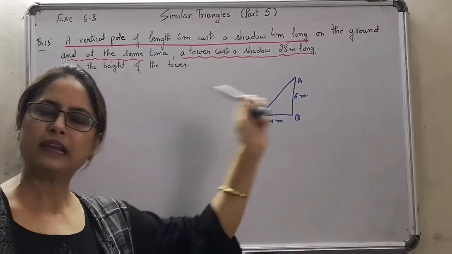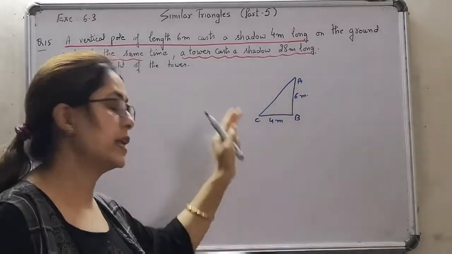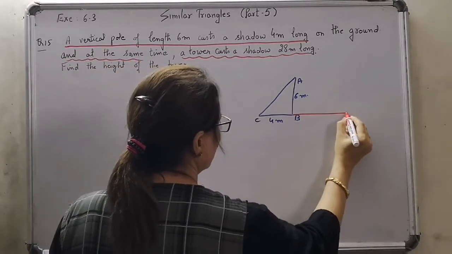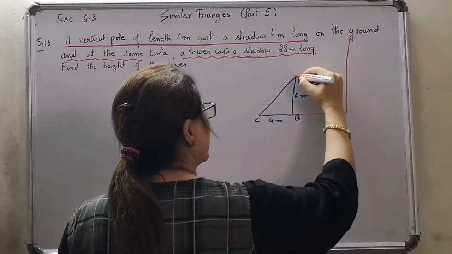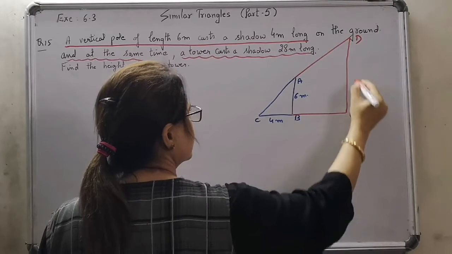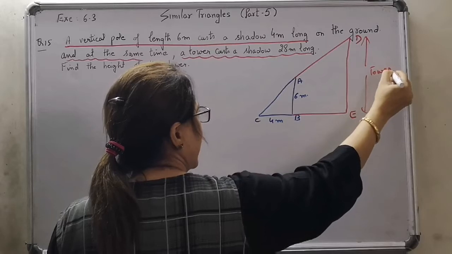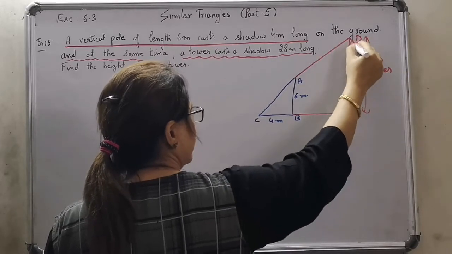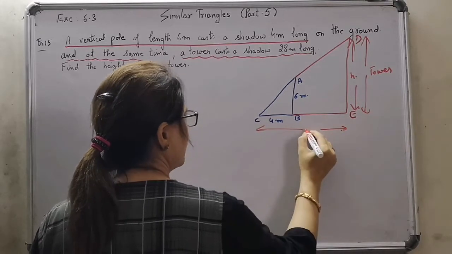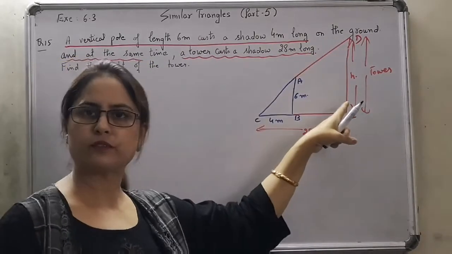We can represent these two things with two separate right triangles. We can also do it on the same triangle and in the same figure as well. If we want to do it on the same figure, we can move it this way, and this DE can represent the tower now. Let its height be h, which we are asked to find out. At that time, this tower is casting a shadow of 28 meters, and we are asked to find out the height h of the tower.